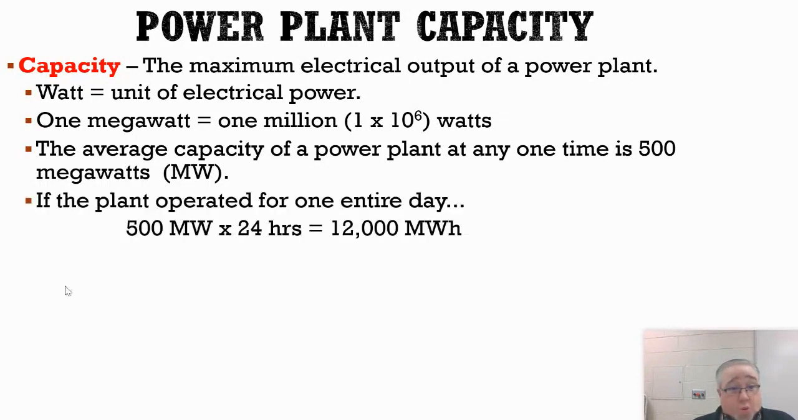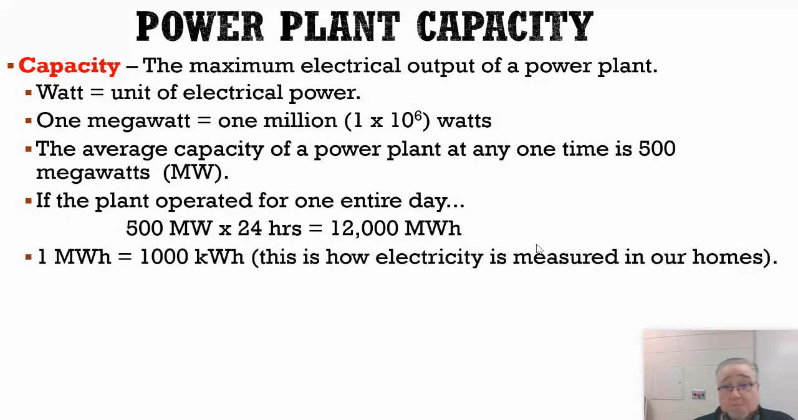Now, since there are 24 hours in a day, we can take that 500 megawatts and multiply it by 24 hours, and we get this unit called a megawatt hour. So, in a typical day, a typical power plant can produce about 12,000 megawatt hours worth of power that a multitude of homes and businesses can use.